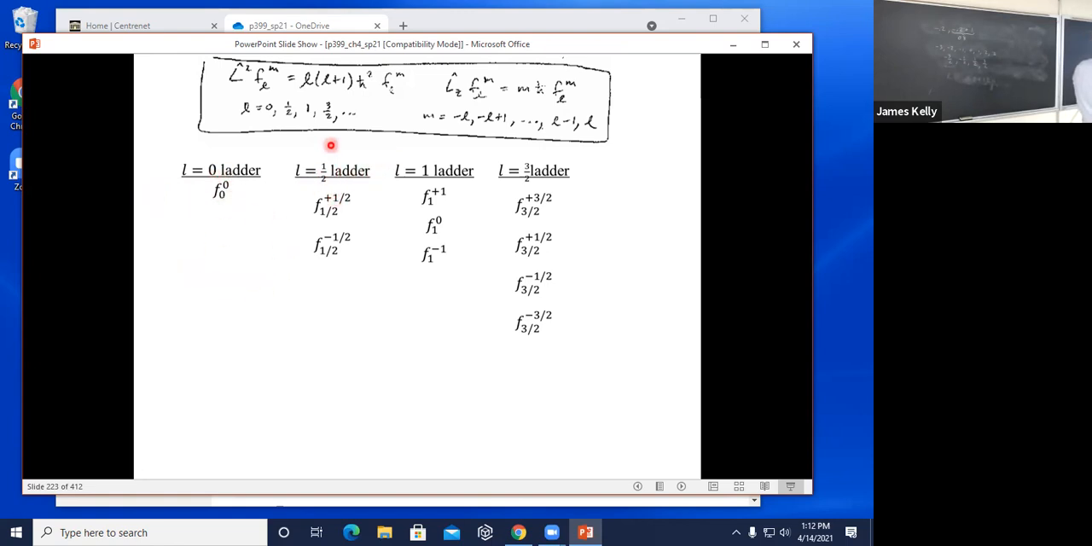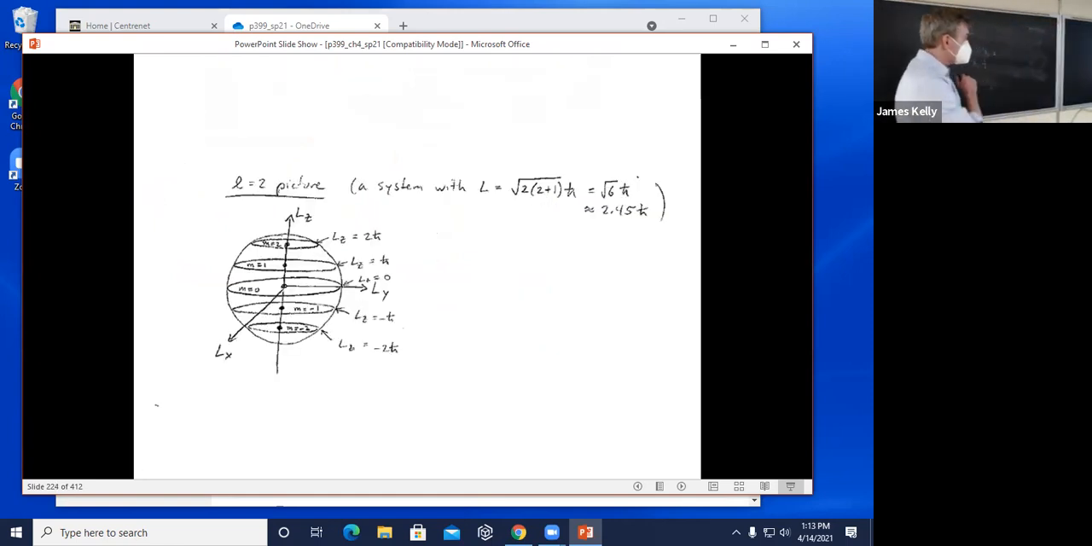L equals 1/2 is the next one, right? And there we're saying L equals 1/2 applies to both these functions, but we have one with m equals minus 1/2 and m equals plus 1/2, stepping up by integers. For L equals 1, we have 3 states, all the same L, but different m values. For L equals 3/2, all the same L, but different m sub L values.